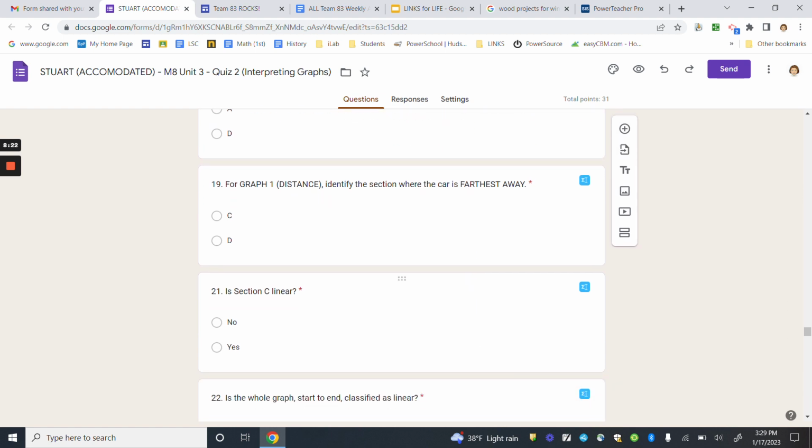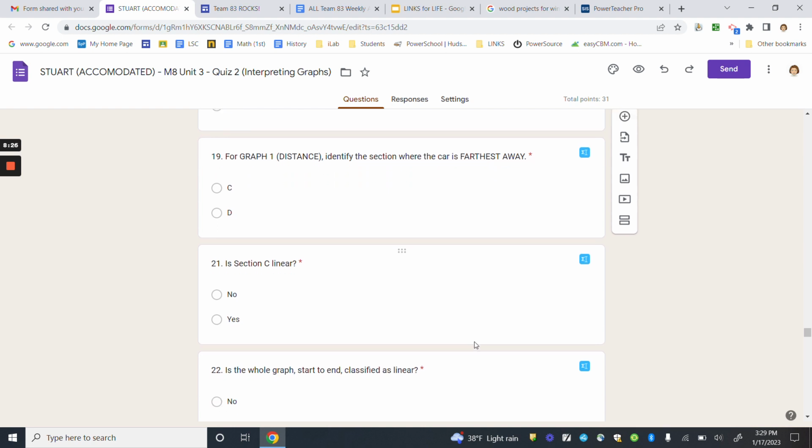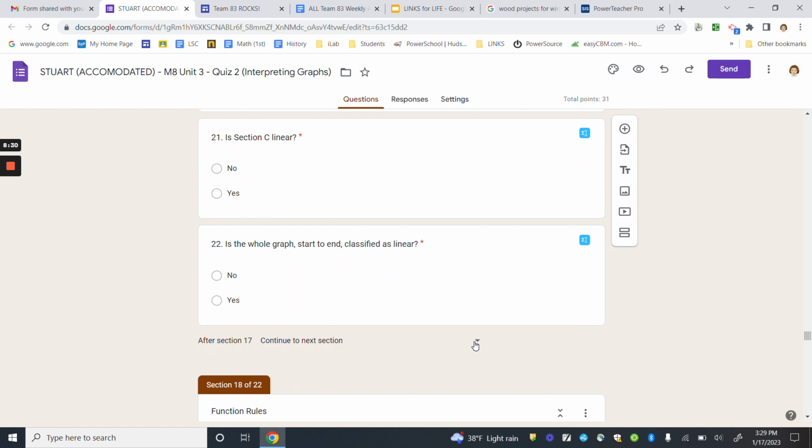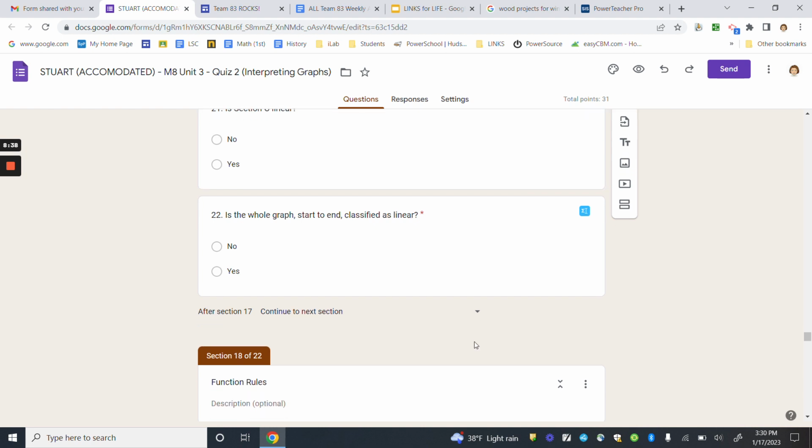Number 21, is section C on either of the graphs linear? No. Yes. Number 22, is the whole graph from start to finish classified as a linear graph? No. Yes.